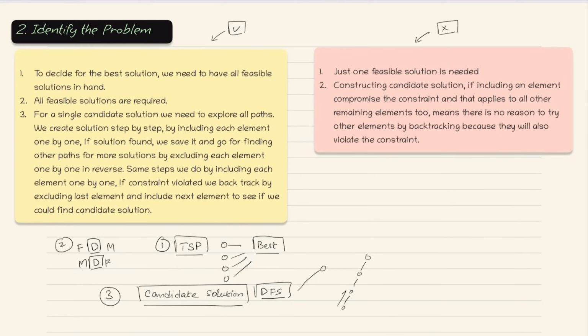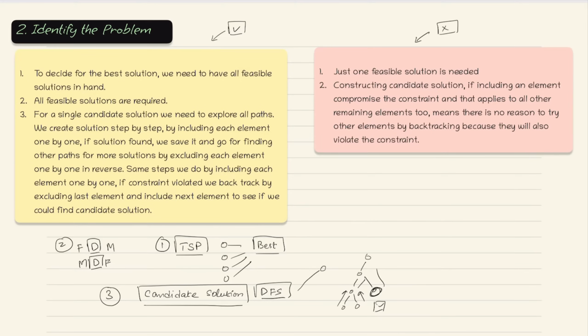If you never find it, you go back and try another path. If you never find it, you go back, and then you keep on trying different paths. If you find some possible candidate solution, you save it, and then you try other paths. So for all those questions, you can for sure try backtracking.